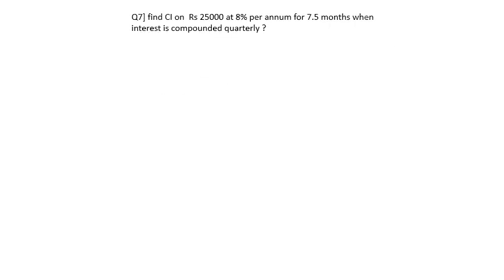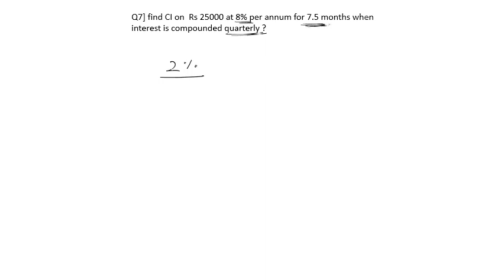Okay, now this is the next question, question number 7. Again a simple question, guys. Find the CI on 25,000 at 8% per annum for 7.5 months, when interest is compounded quarterly. For 1 year, the interest rate is 8%. There are 4 quarters, so for a quarter it will be 2%, right? 1 quarter is 3 months, isn't it? 2% is the quarterly rate. But we don't need it for 1 year, the time period is 7.5 months, right?